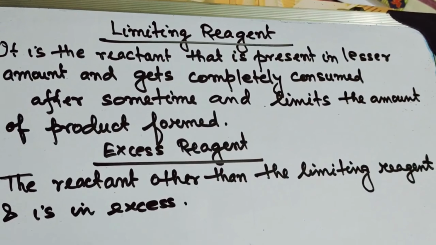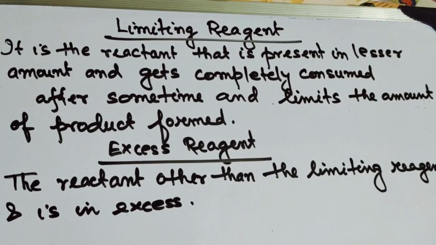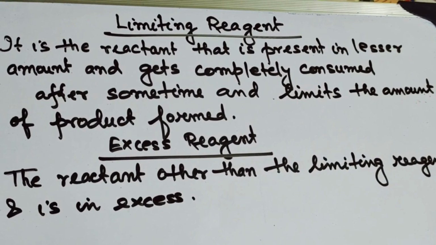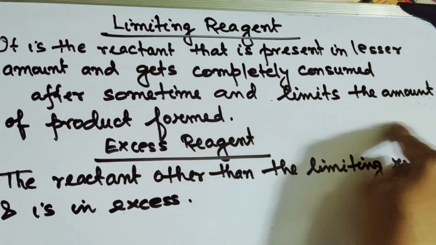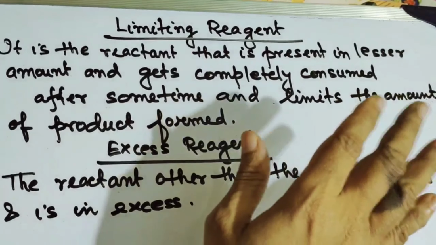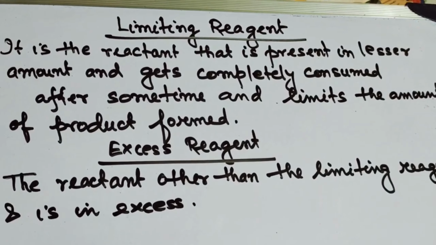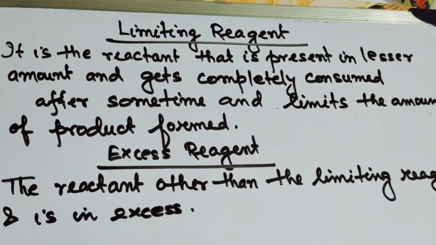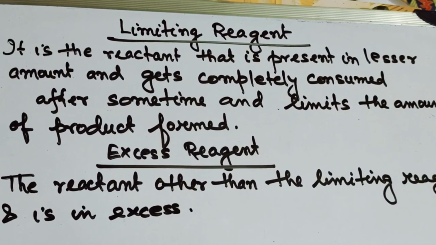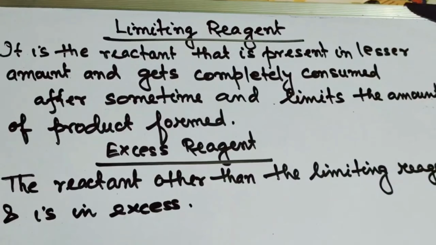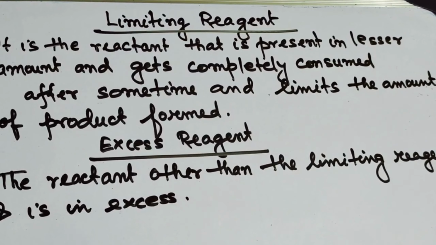In any chemical reaction, there is always a reactant that gets completely used up, completely consumed after some time. And that reactant actually limits the amount of the product formed. Such a reactant is known as limiting reagent. Why the term reagent? Because it limits the amount of the product formed. It is actually ruling the reaction.